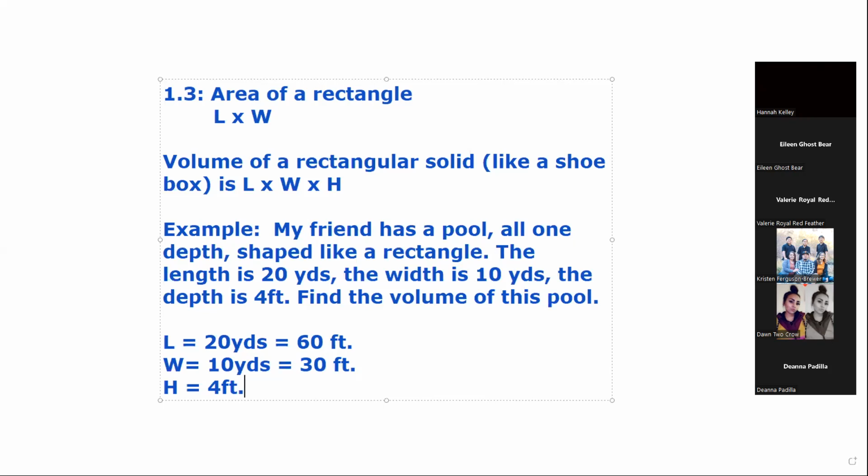Kind of line out your variables, then remind yourself what your formula is. I'll just write it this way, LWH, length times width times height. And so then we can go down here. There's still some room. So that we'll keep it all in the same unit, 60 feet, 30 feet, 4 feet. And then we'd write cubic feet or feet to the third power, or you might see it as CUFT, cubic feet.